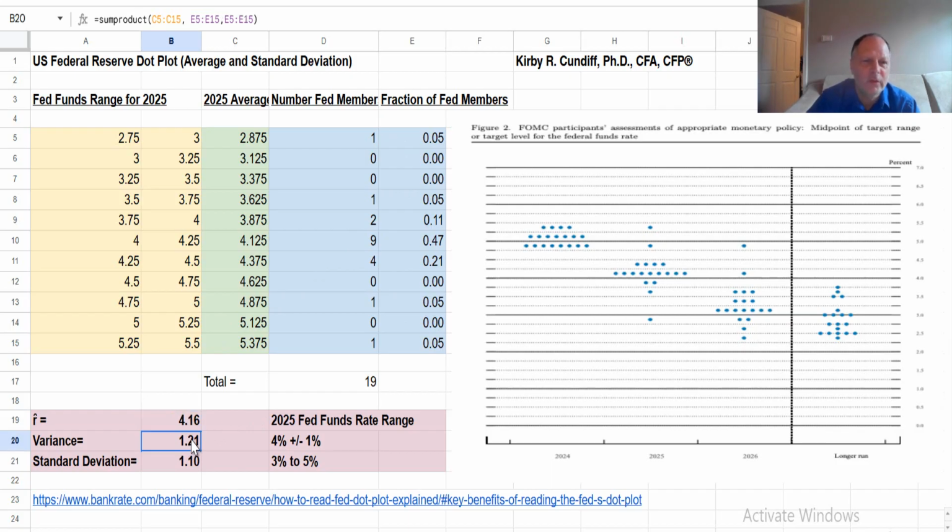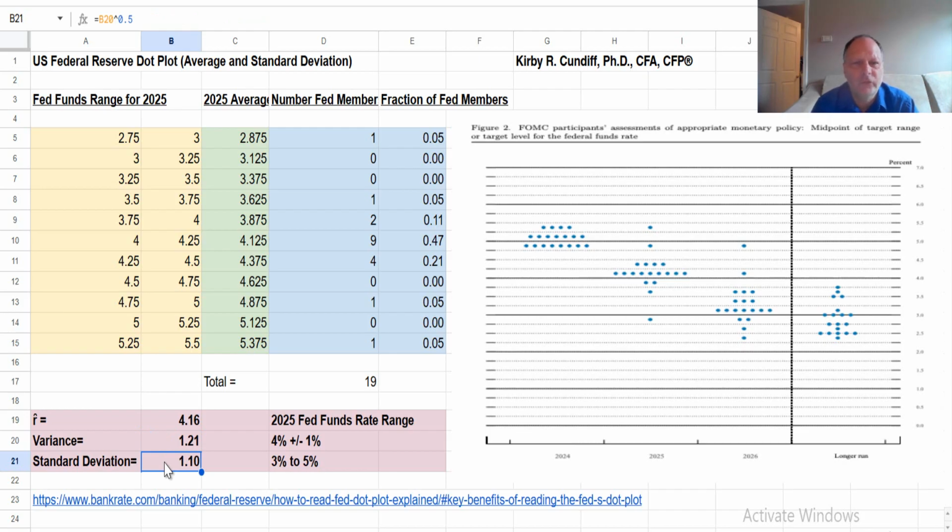The variance can be calculated with a similar equation, SUMPRODUCT now of this column, but this column twice. So we have E5:E15, E5:E15. So that means to calculate it, Excel will do this times this again, and then sum them all up. Whereas for the expected value, it just did this times this, plus this times this, plus this times this, sums them all up and gets this. So our variance is 1.21. The standard deviation is just the square root of the variance.